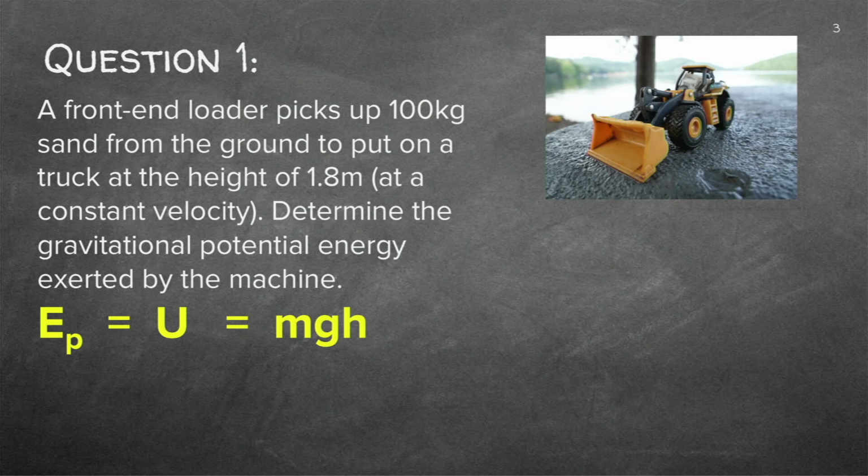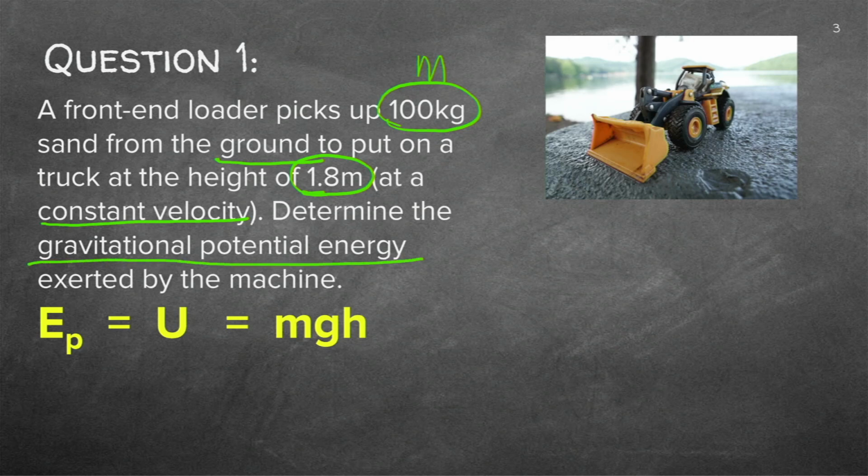A front end loader, you can see there's a picture, is picking up 100 kilograms of sand. So I've got the mass, 100 kilogram, and it's taking it from the ground, that's the reference point, to put it on a truck, and the height is 1.8 meters. And it's at a constant velocity.